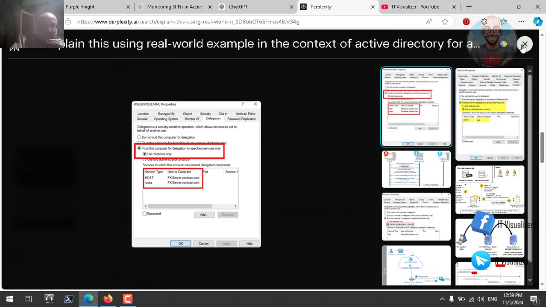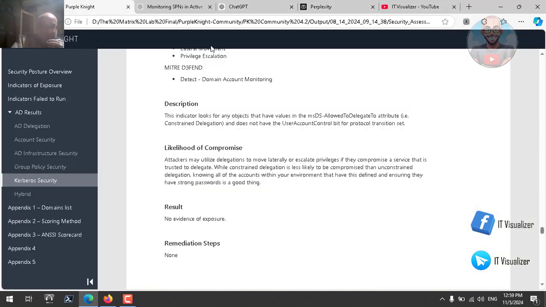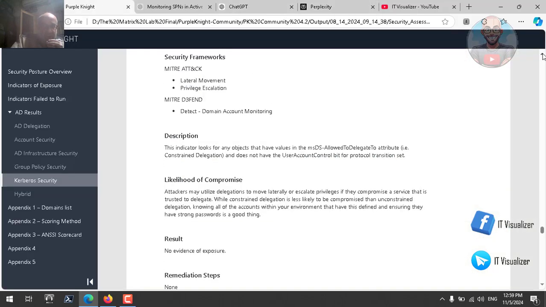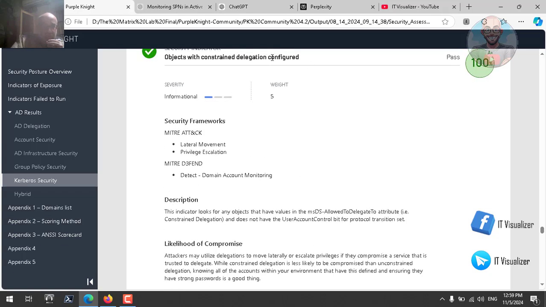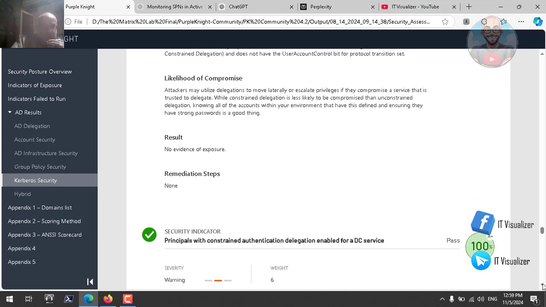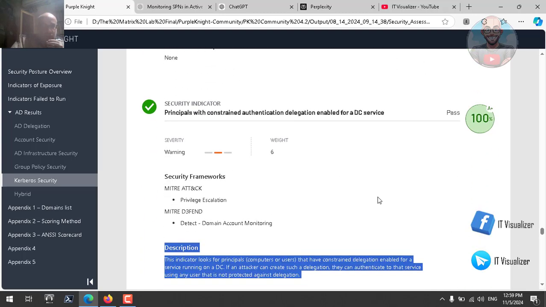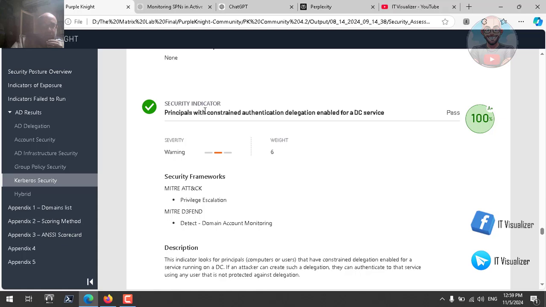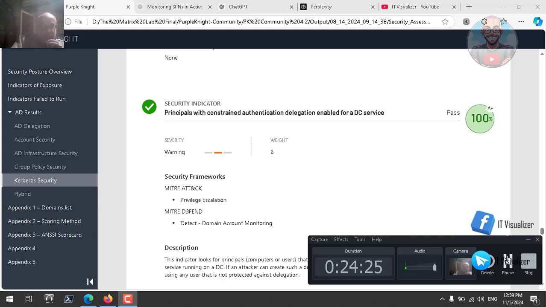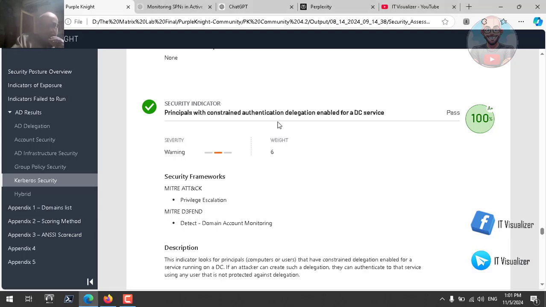So this is the test. It is seeking whether there are any users or computers that have constrained delegation to other services. This is one thing. And the next one, we will see a test called Principals with Constrained Authentication Delegation Enabled for DC Service. Let's wait for a moment, guys. So let's continue, guys. Here this indicator is also talking about constrained delegation, but constrained authentication delegation.